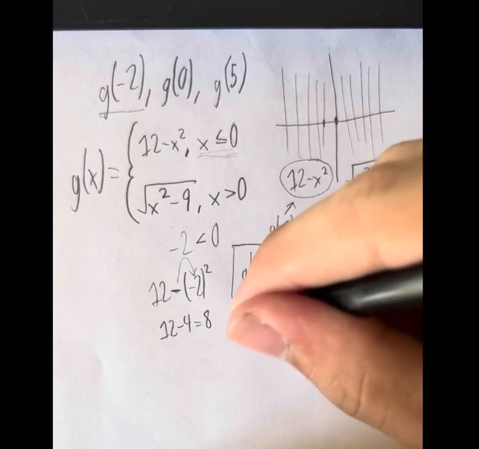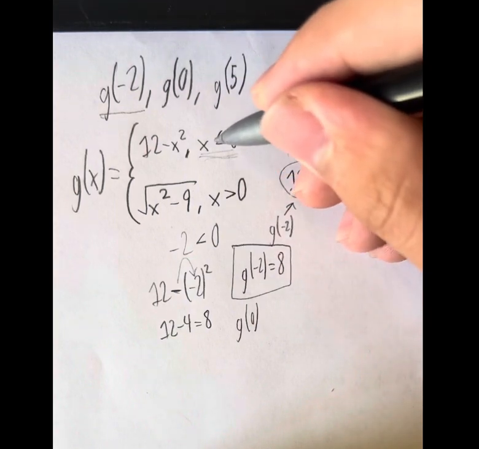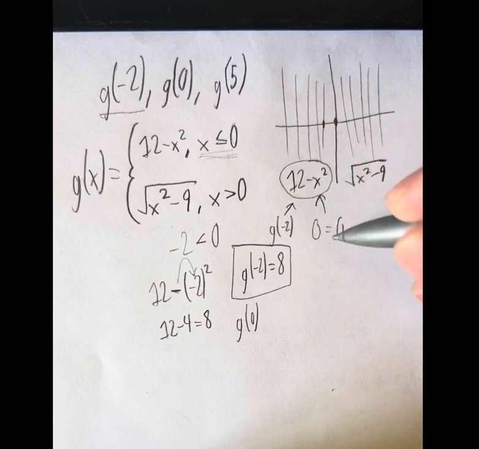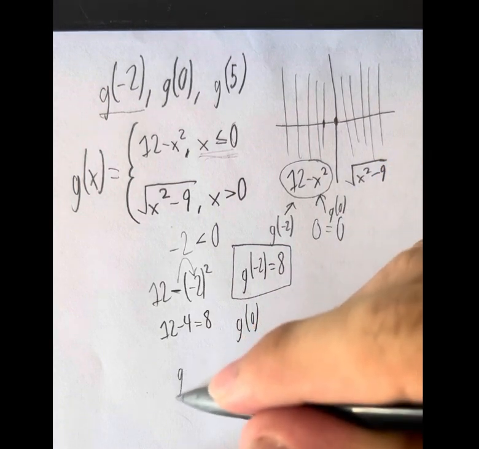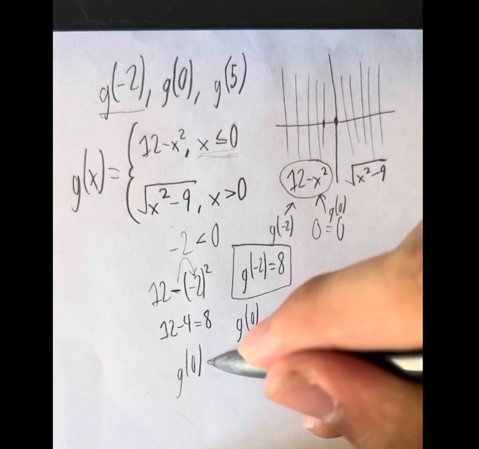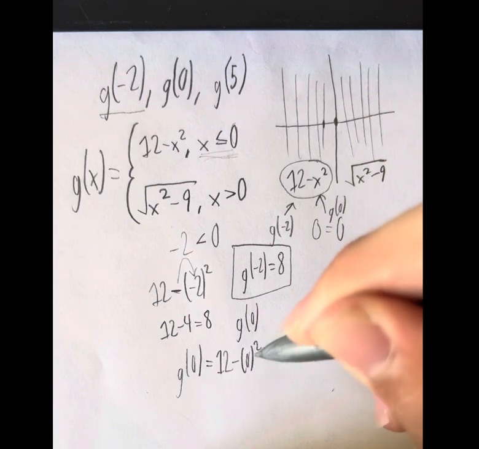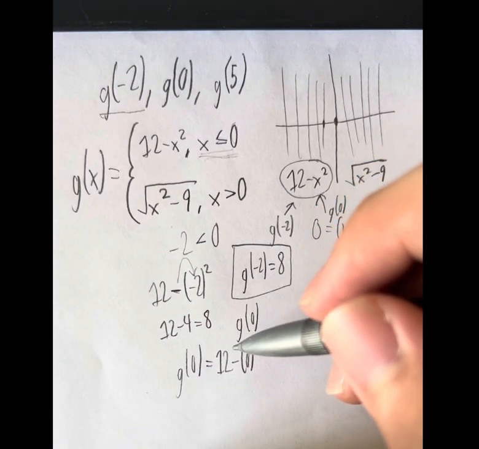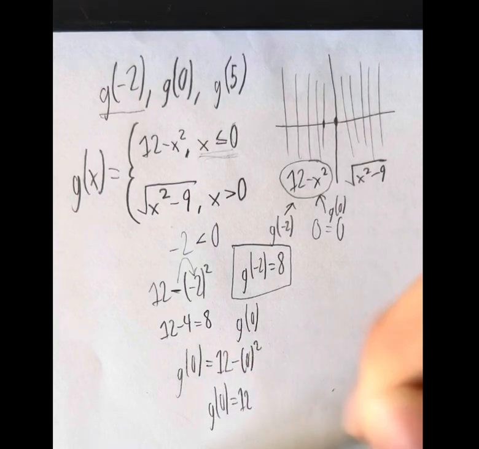Now we want to know g of 0. Now, like I said earlier, this is less than or equal to. And because 0 is equal to 0, we're going to use this equation to find g of 0. So we're going to use the same equation we used before. 12 minus 0 squared. 0 squared is just 0 because anything times 0 is 0. And 12 minus 0 is just 12.